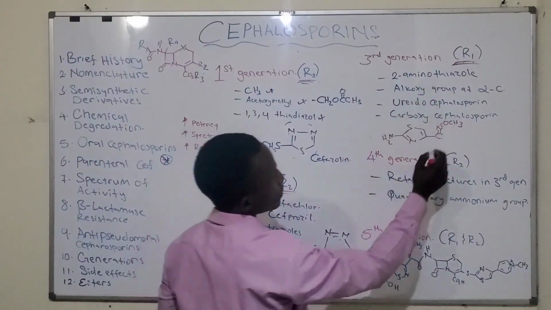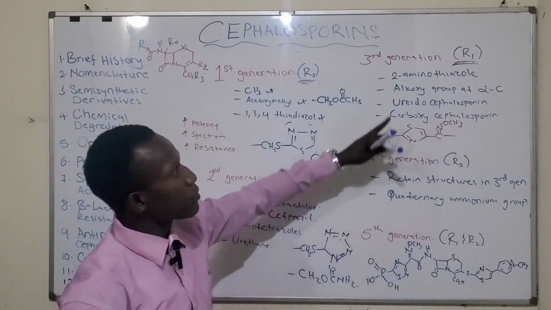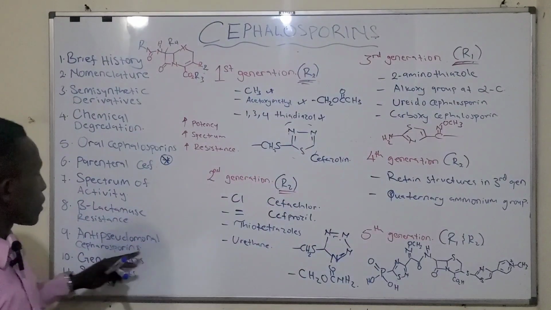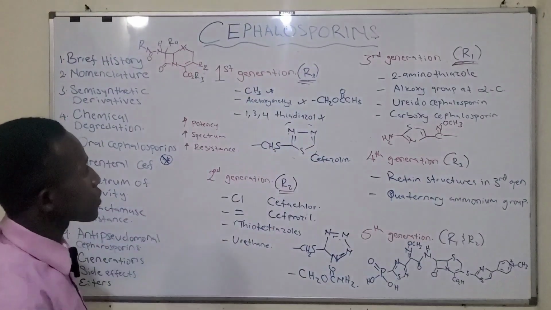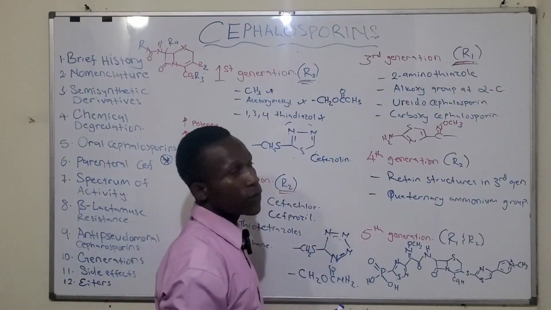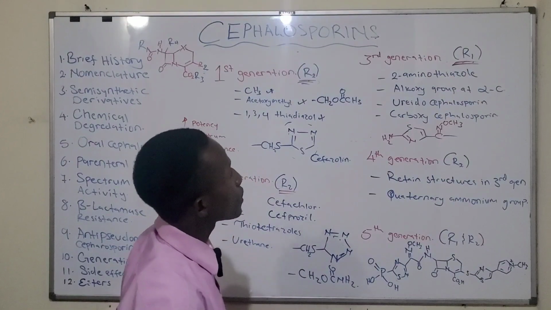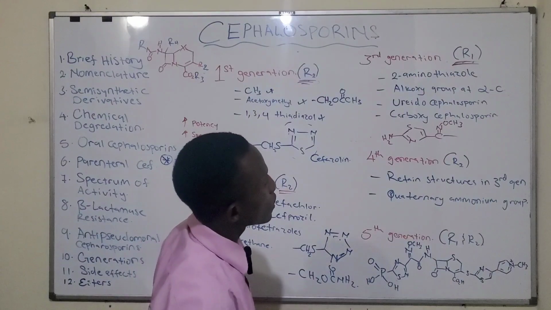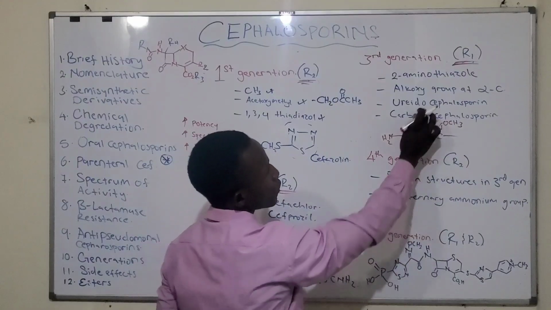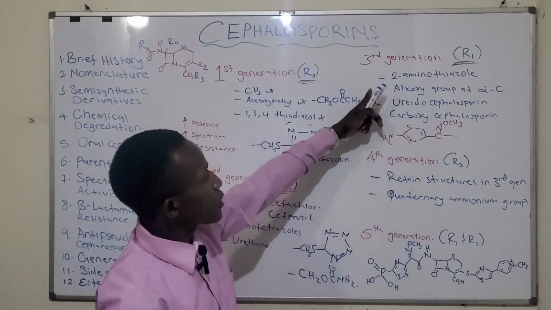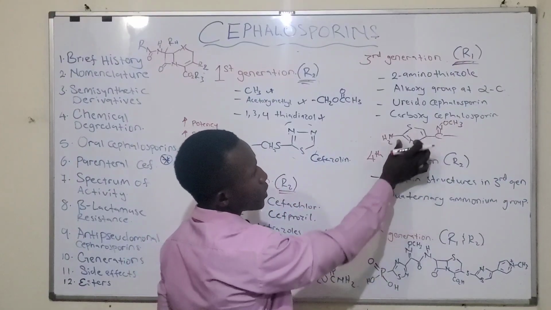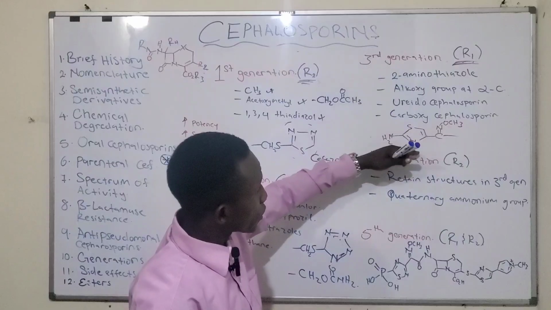At R1, all those mainly the antipseudomonas are under third generation. The antipseudomonas, they are third generation cephalosporins. Those are ceftriaxone, cefoperazone, ceftazidime. For example, cefoperazone, we saw that structure. It's under third generation.